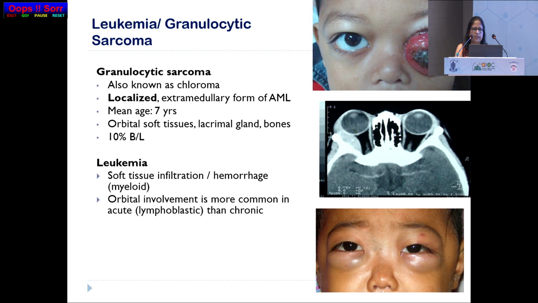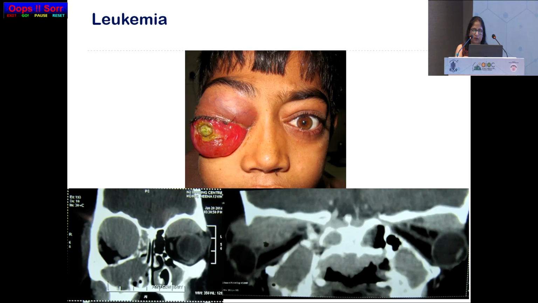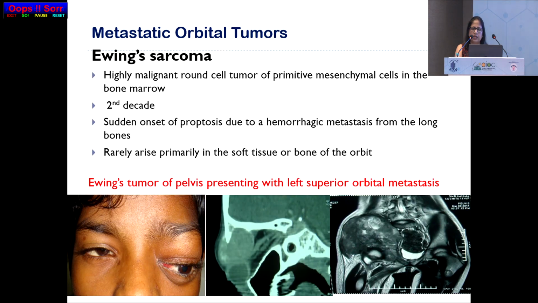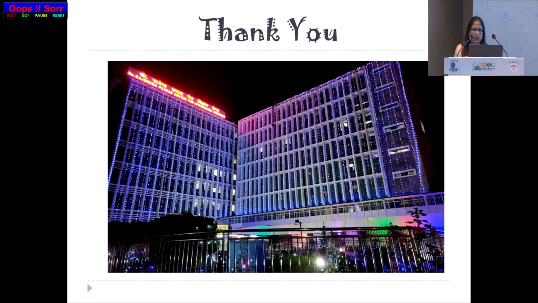For leukemia, granulocytic sarcoma, or any child presenting with proptosis with a mass lesion, routinely in our setup we get a peripheral blood smear done, and most of the time we are able to avoid unnecessary biopsy under GA. All these patients are sent to the oncologist. This is one picture of a metastatic orbital tumor, Ewing sarcoma, metastasized from the pelvis. And again, chemotherapy has a role.